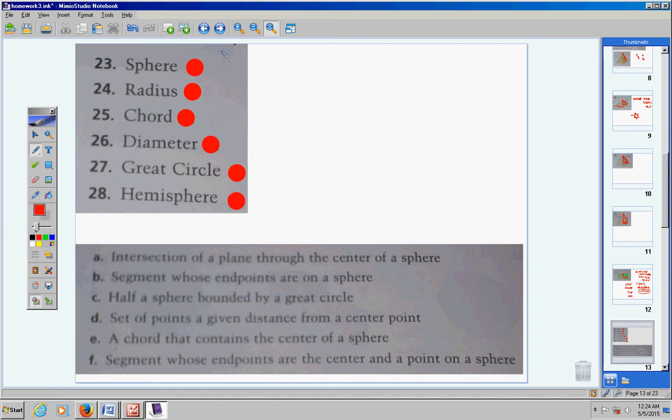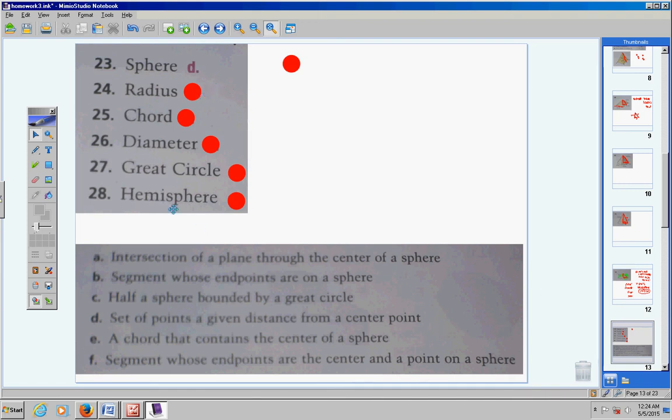Looks like we're just doing matching, so here we go. A sphere. Let's see what we have here. A set of points of a given distance from a center point, letter D. That would be sphere, letter D. For radius, or 24 radius.